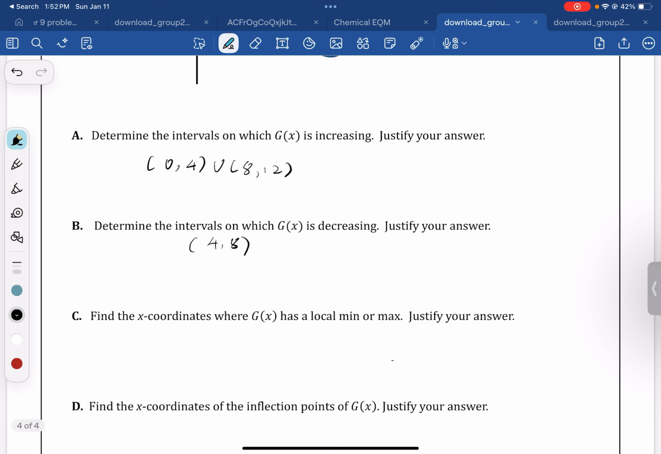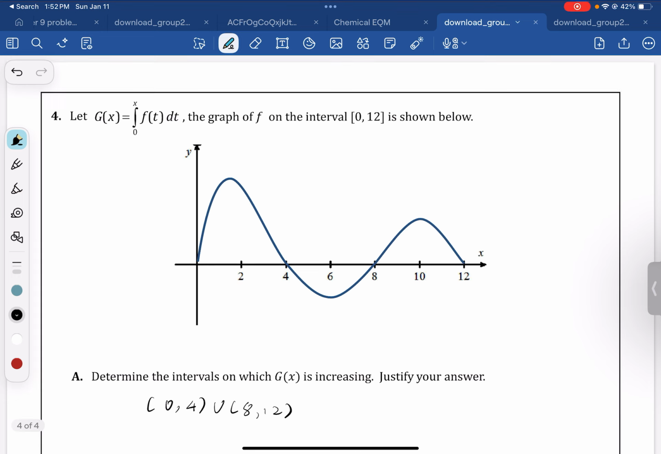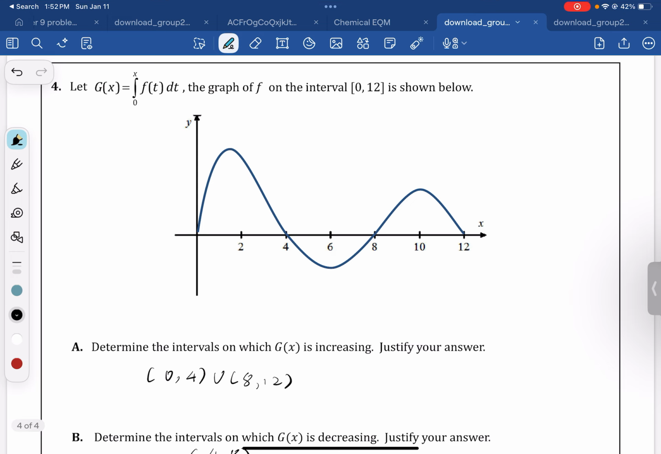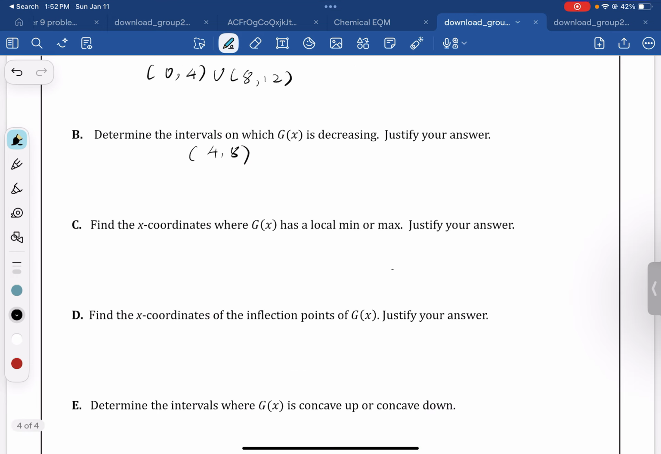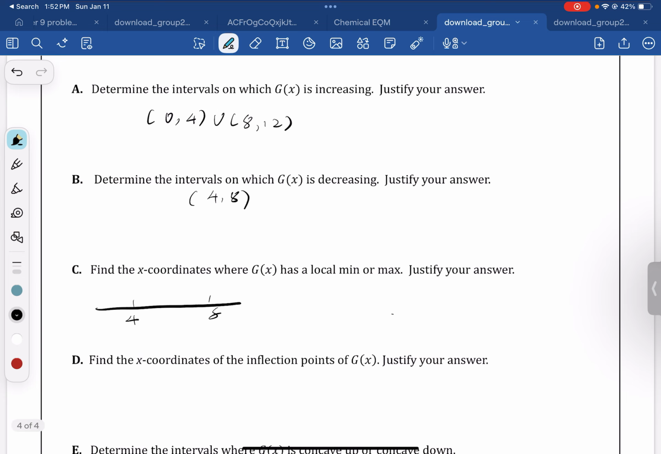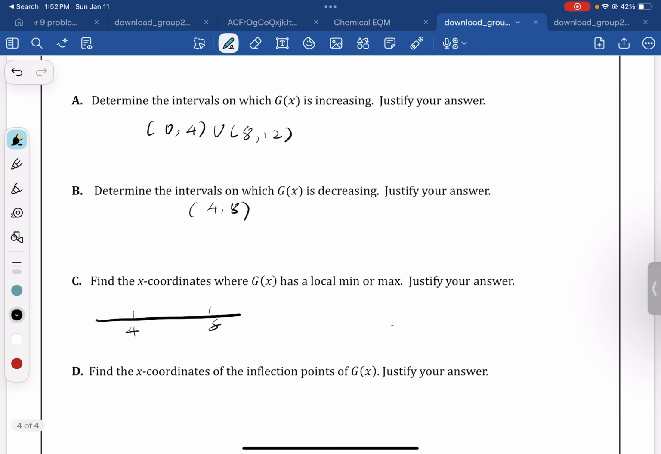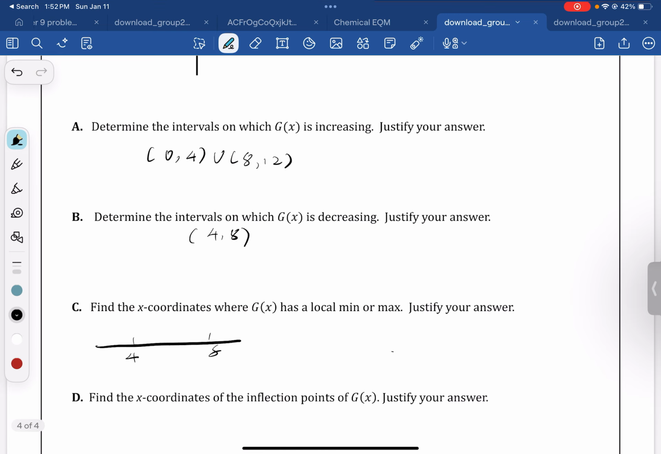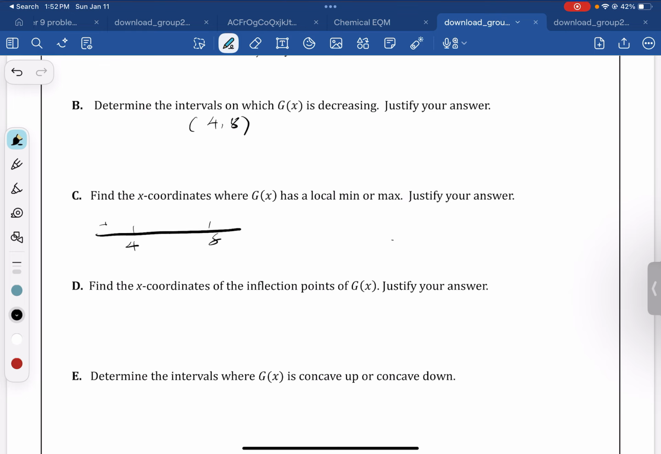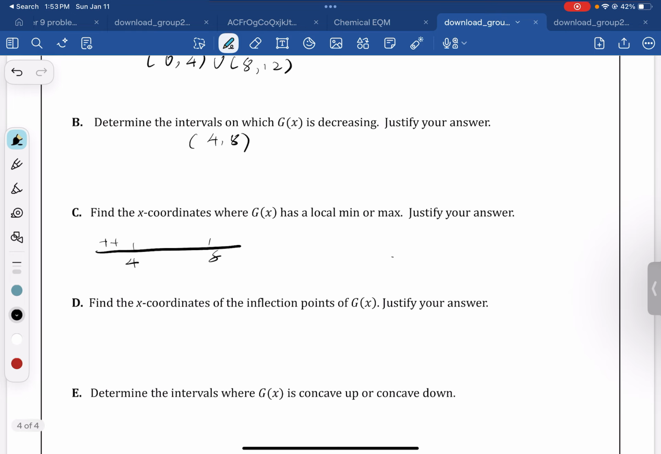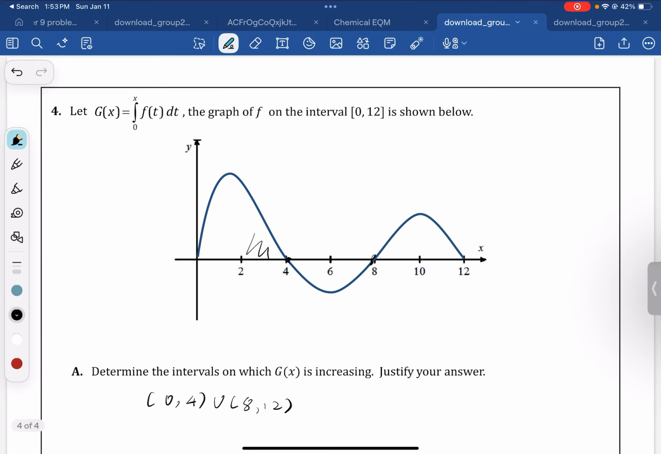Find the x coordinate where g of x has a local min or max. Justify your answer. So g of x having a local min or max basically means f of t has a 0, like 4 and 8. So we make a sign chart here. 4 and 8 are the critical numbers. So we determine the sign before the 4, so it's positive. And between 4 and 8, it's negative. And after 8, it's positive.